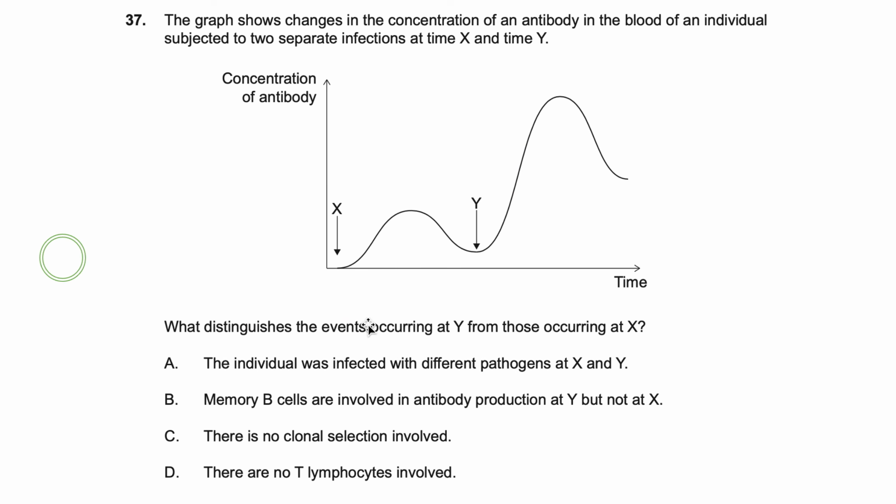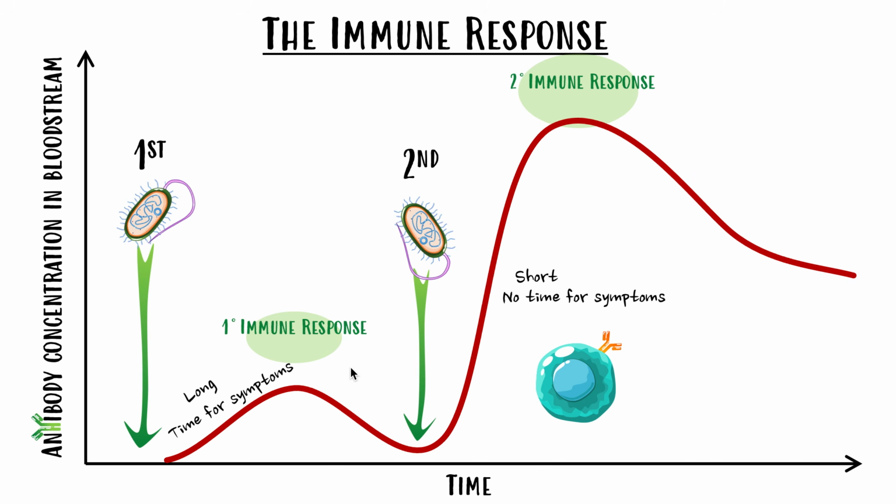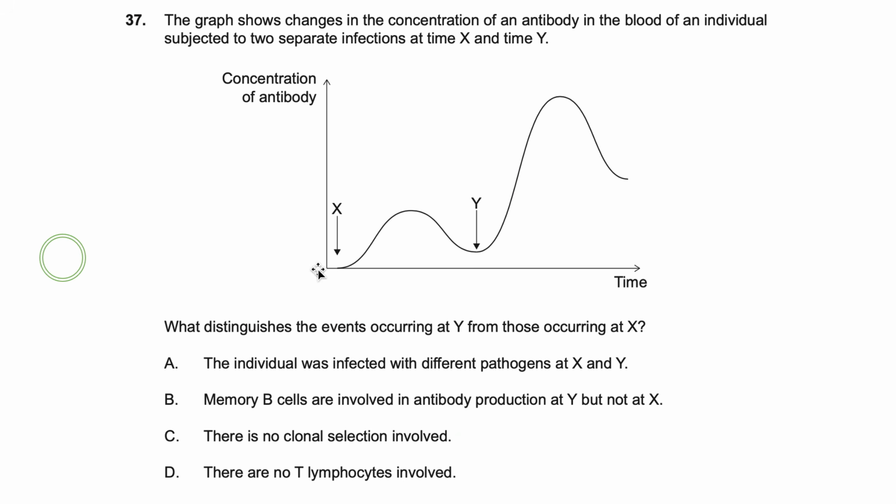So what distinguishes the events occurring at Y from those occurring at X? The individual was infected with different pathogens at X and Y. No, remember I emphasized when we talk about this curve, the first one and the second one is the same pathogen, just a different time. This is the first time you got infected. This is the second time. It's not a different pathogen. So it's not A.